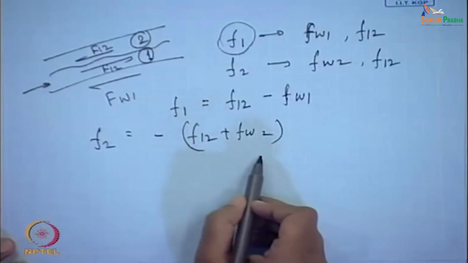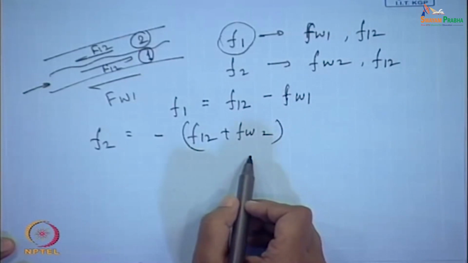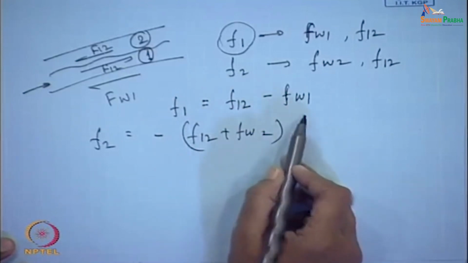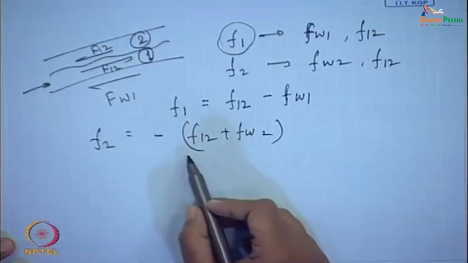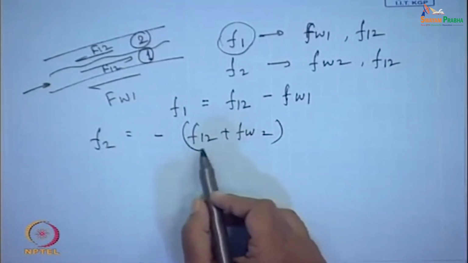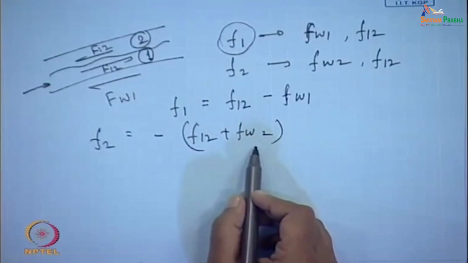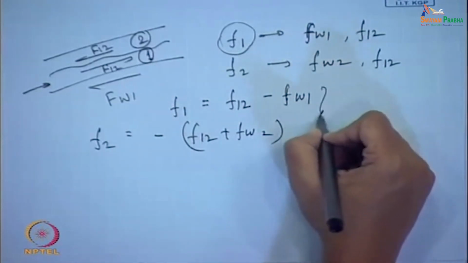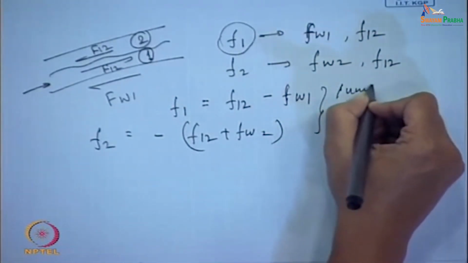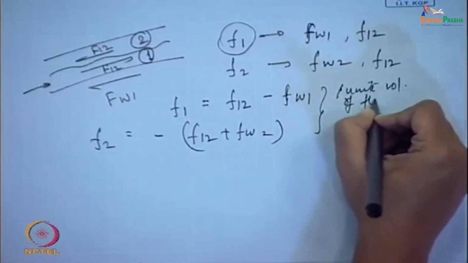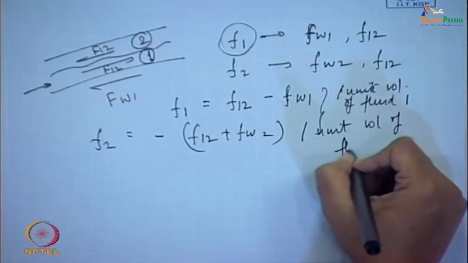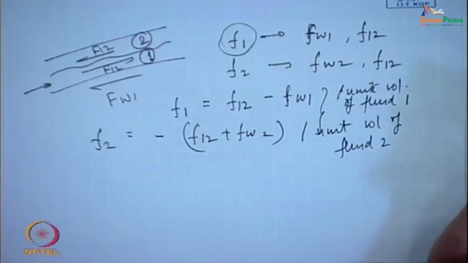So, this part, if you see, F1 becomes F12 minus Fw1 and F2 becomes minus of F12 plus Fw2, fine. If we have to consider it per unit volume, this is per unit volume of fluid 1, this is per unit volume of fluid 2. These things we had already discussed, I believe, in the last class.